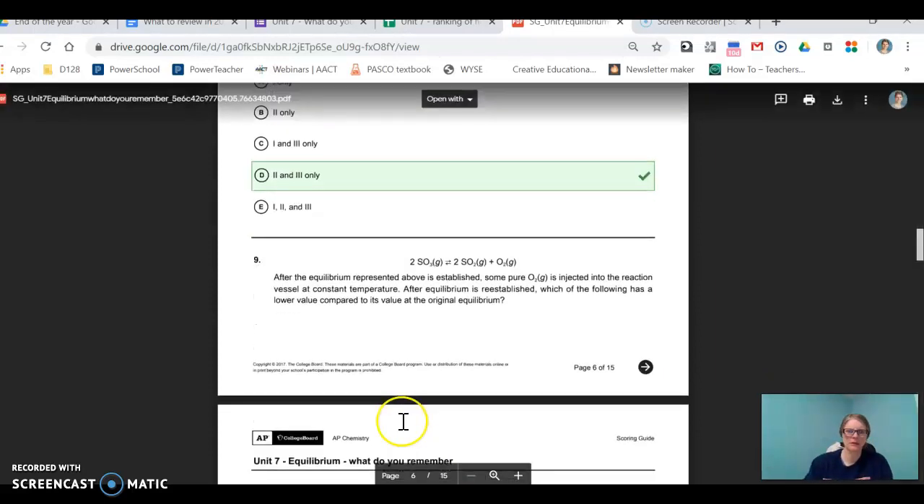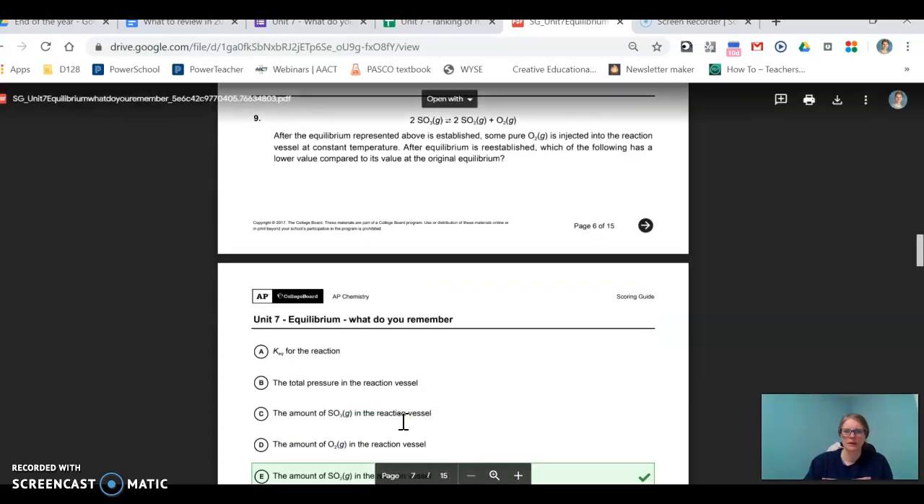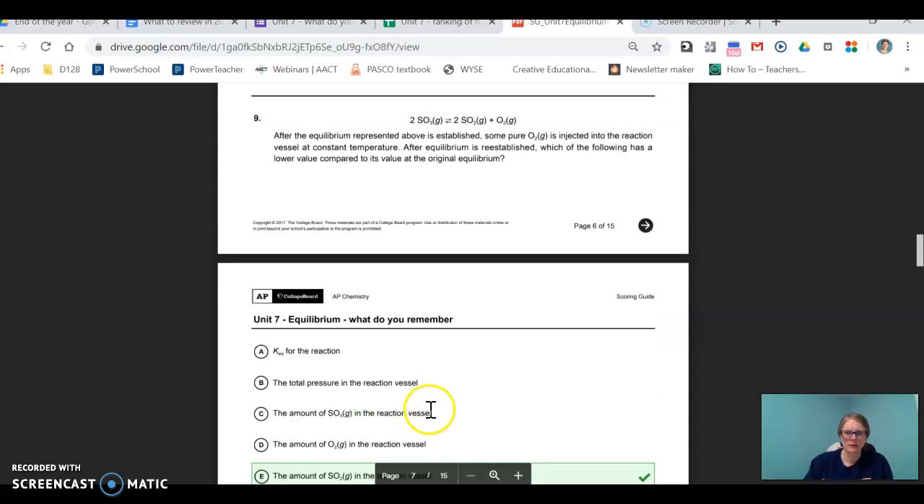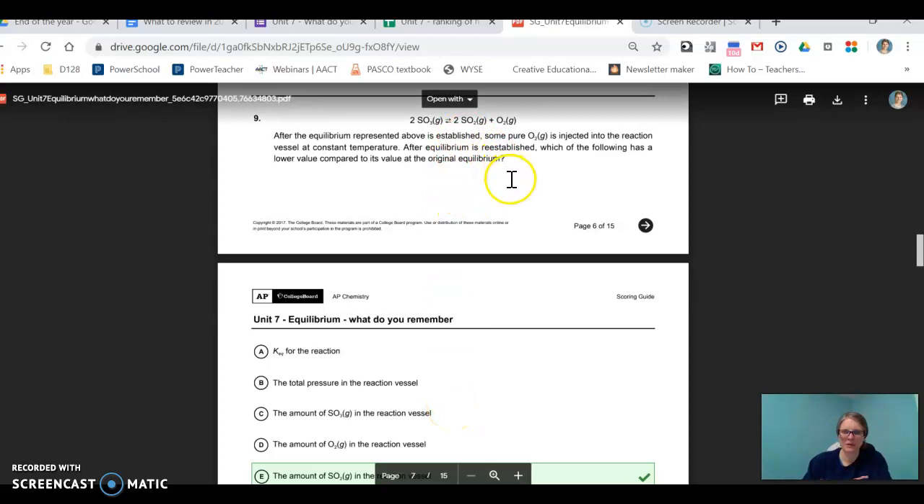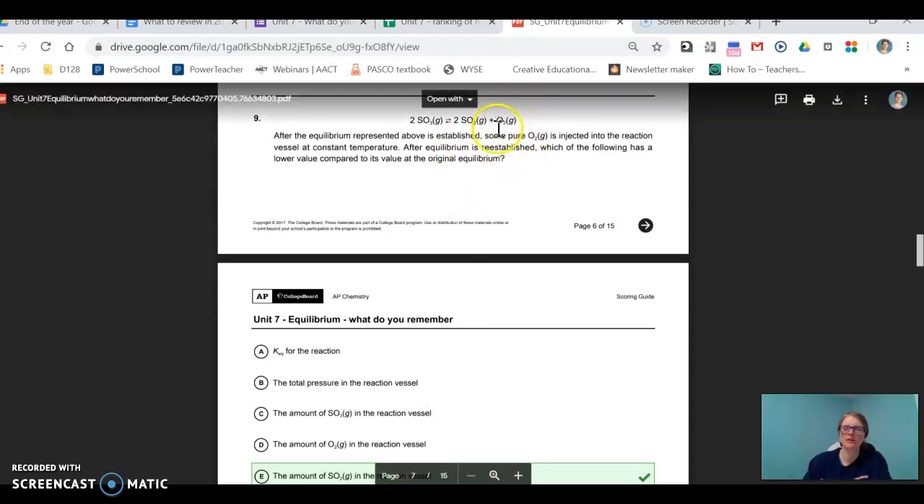Number 9. Okay. So at equilibrium, this equilibrium is put in there, and then you add more O2. If you add more O2, you add more to the product side. According to Le Chatelier's principle, if the product side is heavier or it has more on the side, it's got to shift to relieve that stress. It'll shift to create more of the reactants.